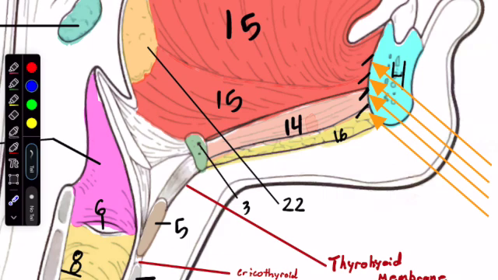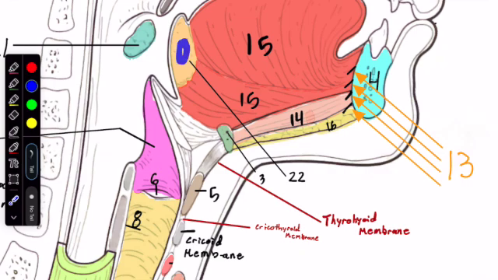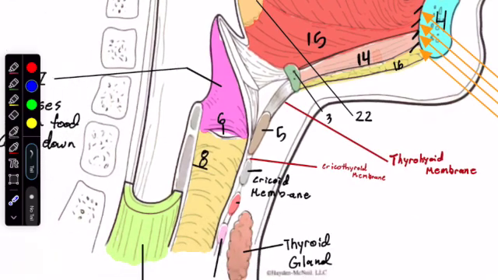15, genioglossus muscle. And back here, here's one of your tonsils. That's number 22, your lingual tonsil. It sits right behind your tongue. 17, we covered that. That's your esophagus.